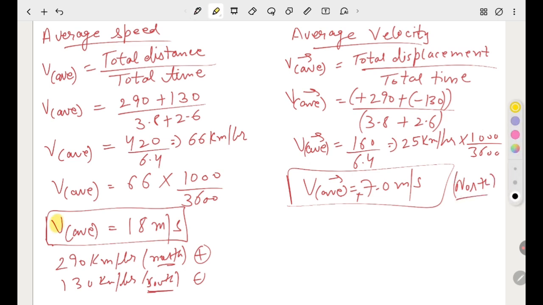So from here we get the average speed, which is 18 meter per second, and the average velocity, which is the vector, is plus 7.0 meter per second or 7.0 meter per second north.